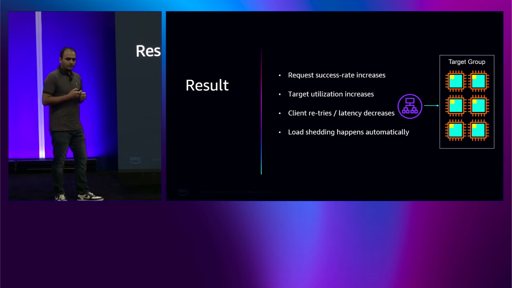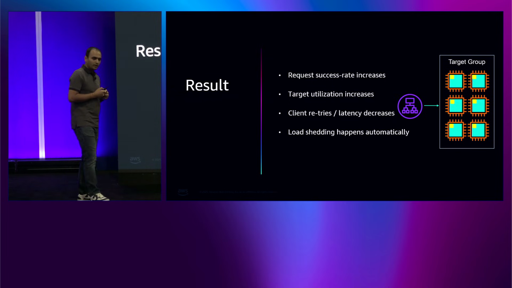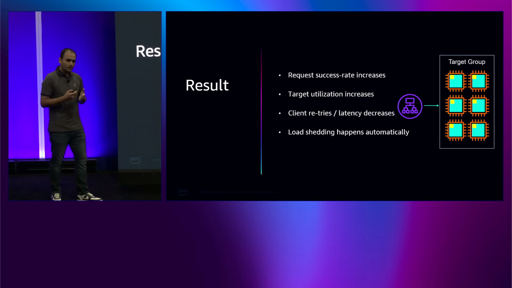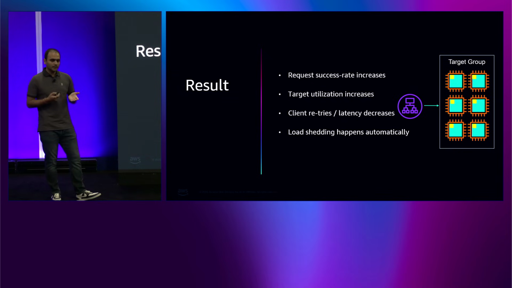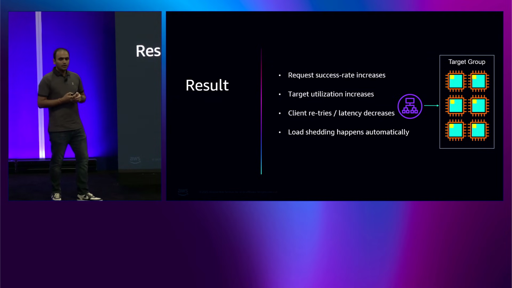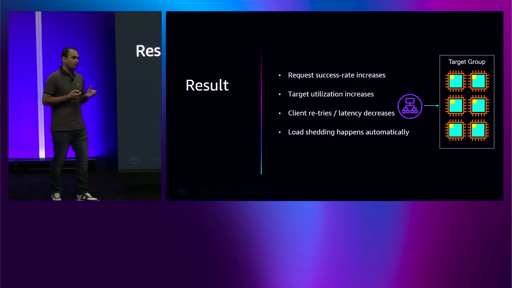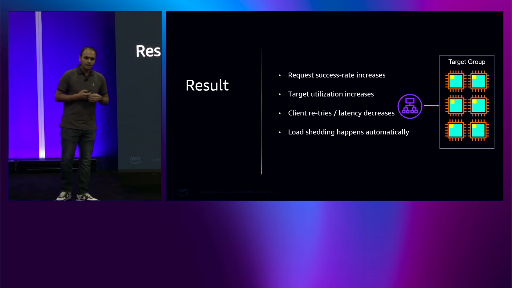All right, so a recap of the results. With Target Optimizer, we can expect our request success rate to go up. Because fewer requests are rejected, fewer of them have to be retried, and so the perceived latency of the application decreases. Your target group as a whole, its utilization or its efficiency increases, and load shedding happens automatically if all targets are at capacity.